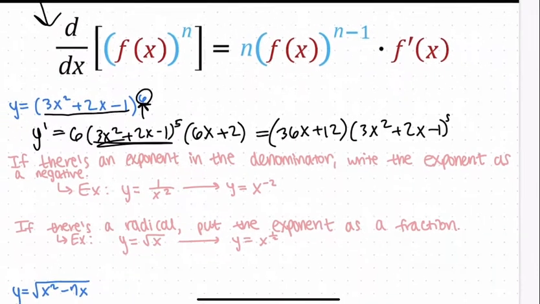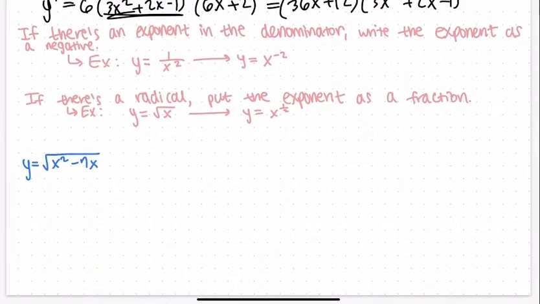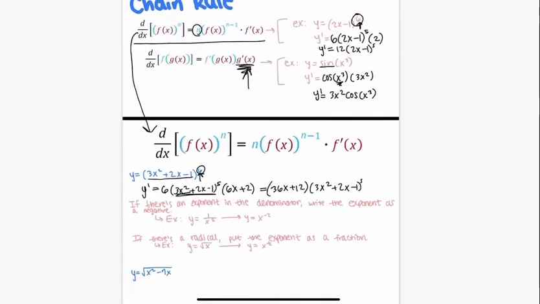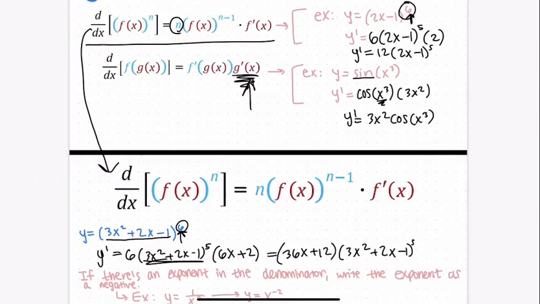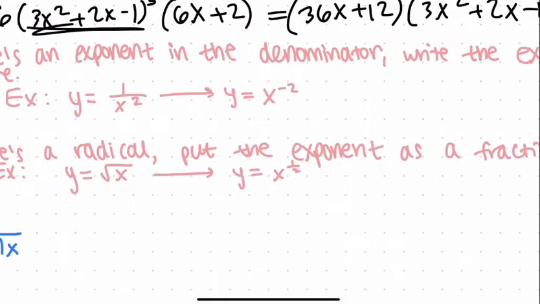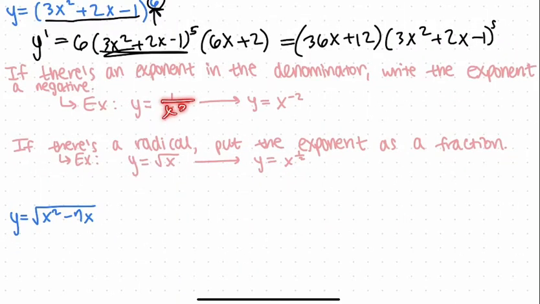All right, moving on. So if there's an exponent in the denominator, write the exponent as a negative. So an example of that would be, if it's 1 over x squared, then you're going to rewrite it to be x to the negative second power. You can't take the derivative of this as is, so you have to rewrite it, because in these rules, it just says that it's to the nth power. So it's way better to take the derivative when the exponent is just on the top in the numerator instead of in the denominator, okay?